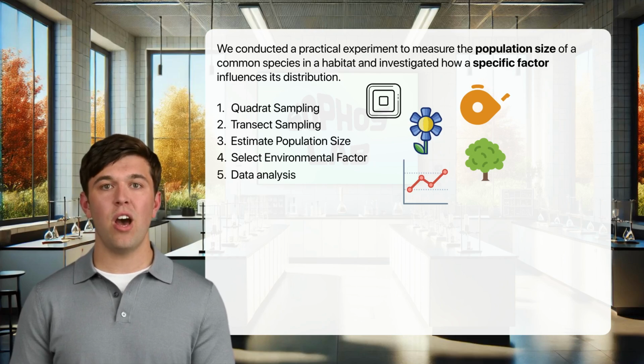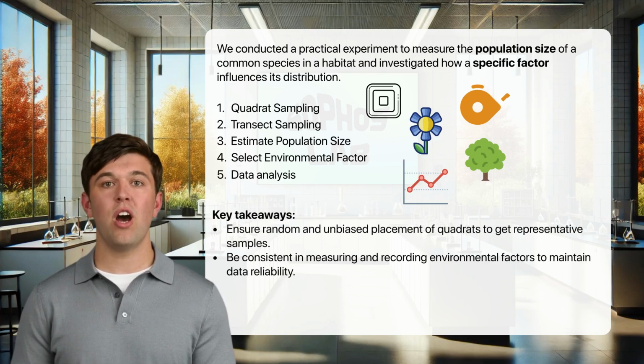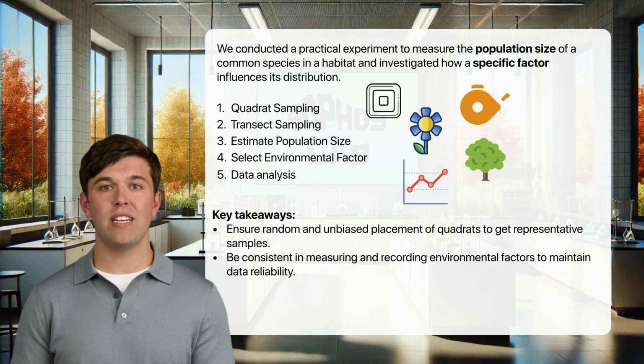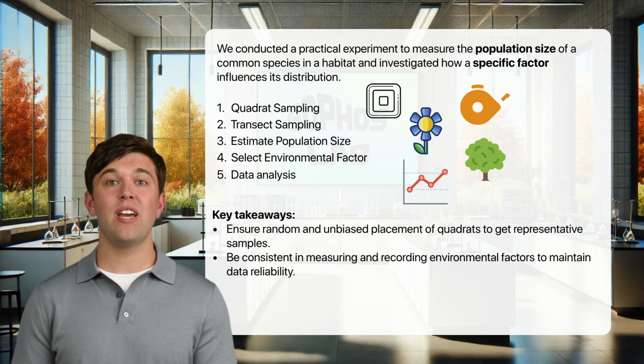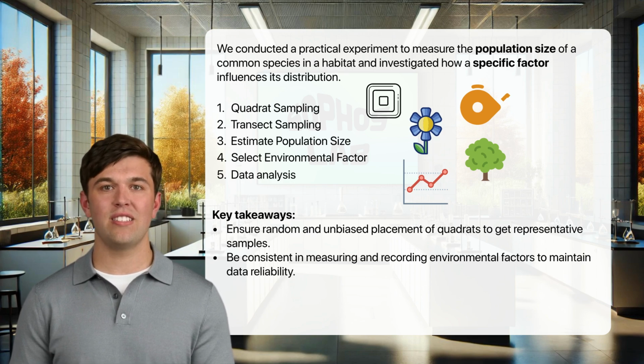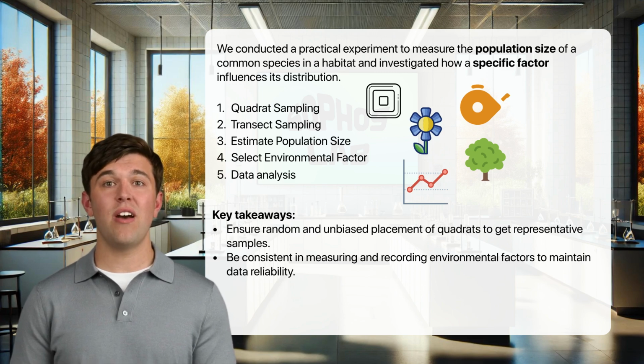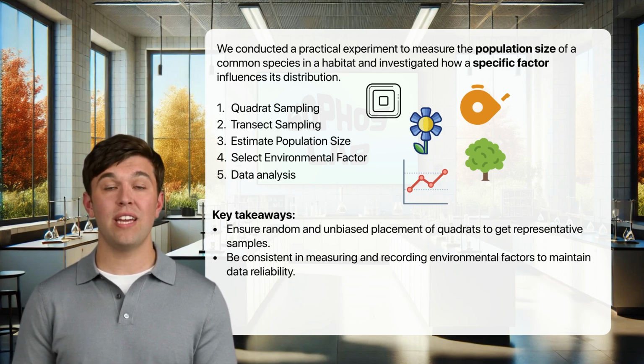Finally, we compared the abundance of our species with the varying levels of the chosen factor to observe patterns in distribution. Our key takeaways for future practicals are to ensure random and unbiased placement of quadrats to get representative samples, and to be consistent in measuring and recording environmental factors to maintain data reliability. This practical not only enhanced our skills in ecological sampling and data analysis, but also deepened our understanding of how environmental factors affect species distribution within ecosystems.